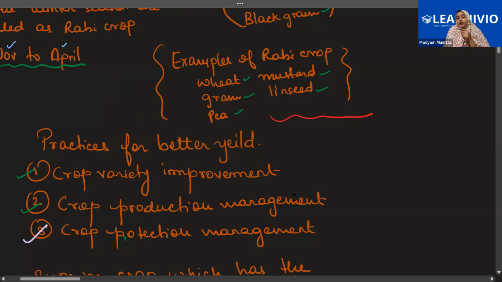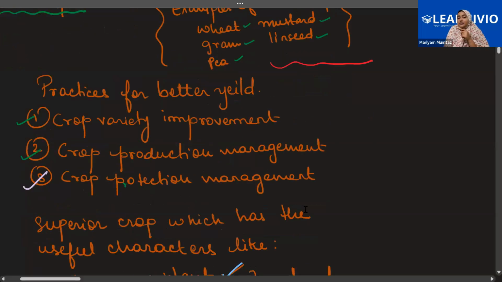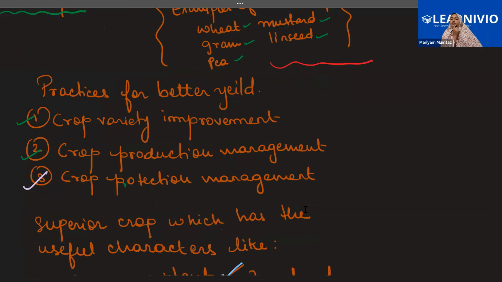Then we have crop production management. Crop production management is basically while you are growing a crop on a field, to see whether the crop yield is good or not, whether it is sufficient to feed the population or not, and whether whatever crop we have gotten is of higher quality or a superior variety or not. So all of that would come under crop production management.